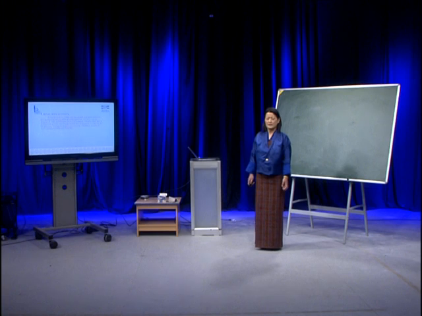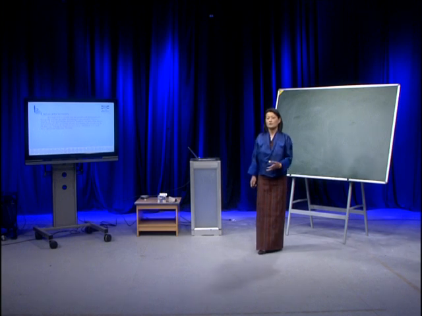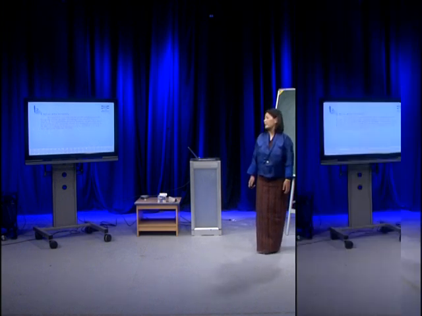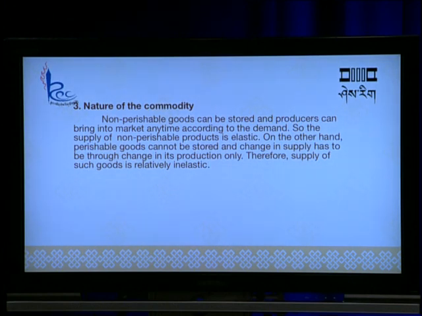On the other hand, we have perishable goods, goods like milk, vegetables and fruits. These goods cannot be stored. So, the supply of these goods according to the demand in the market can only be done through production of these goods. So, it will have to be produced to respond to the increase in the price in the market. So, in case of perishable goods, supply is going to be inelastic.